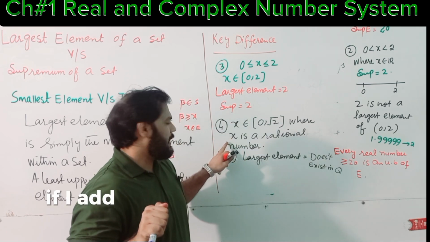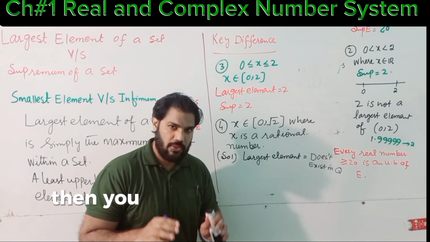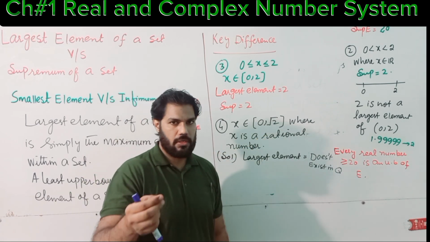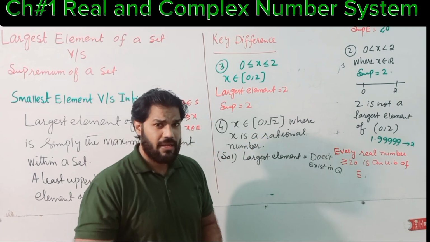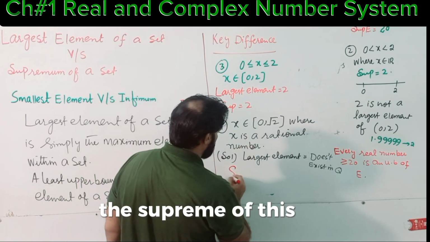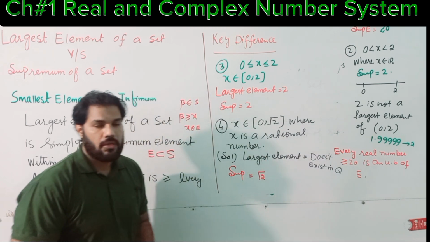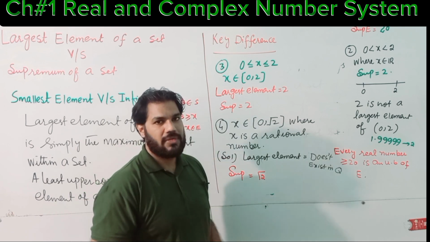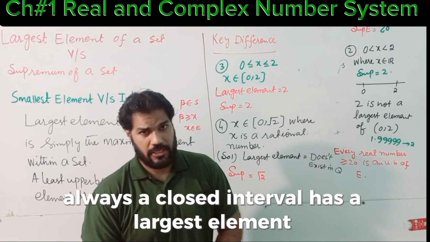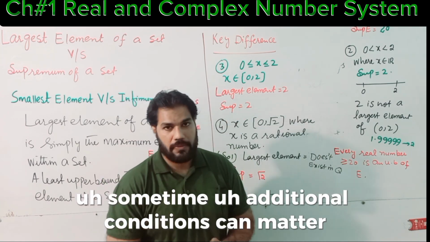If I add the condition that x is a real number, then what will be the largest number? Because x is a real number, the largest element is square root 2. Now, does the supremum of this set exist in R? Yes, the supremum of this set is again square root 2. So it is not necessary that a closed interval always has a largest element as well as a supremum. Sometimes additional conditions can matter.